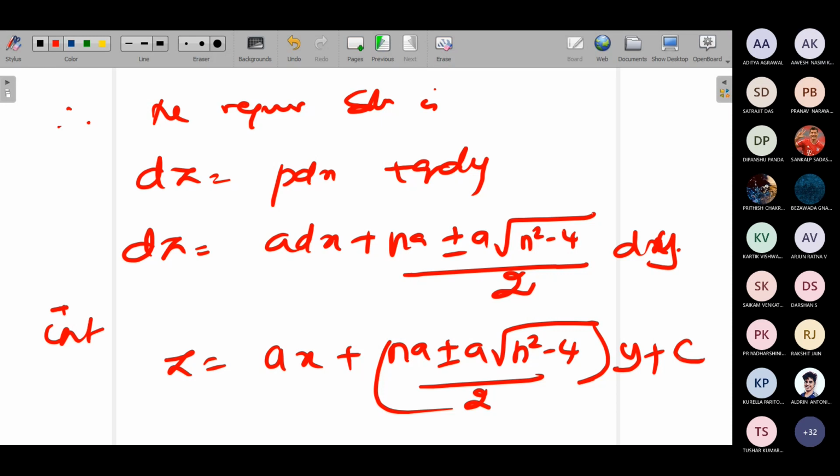Yes, ma'am. But we have 3 arbitrary functions. Where are 3 arbitrary functions? N was given in the problem. They never said that it is an arbitrary function. It can be some constant. Okay, ma'am.